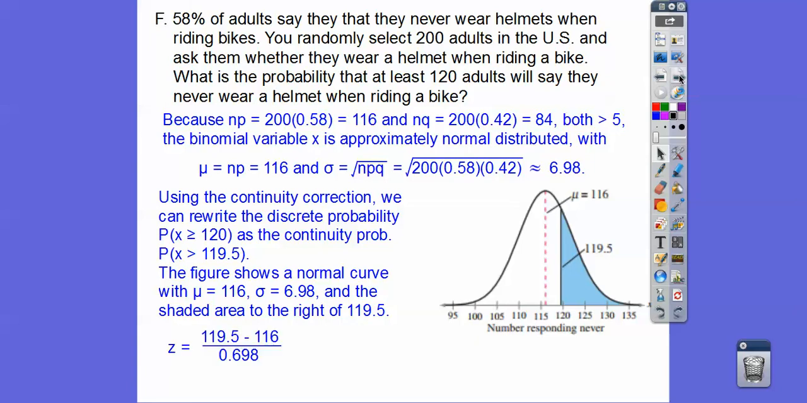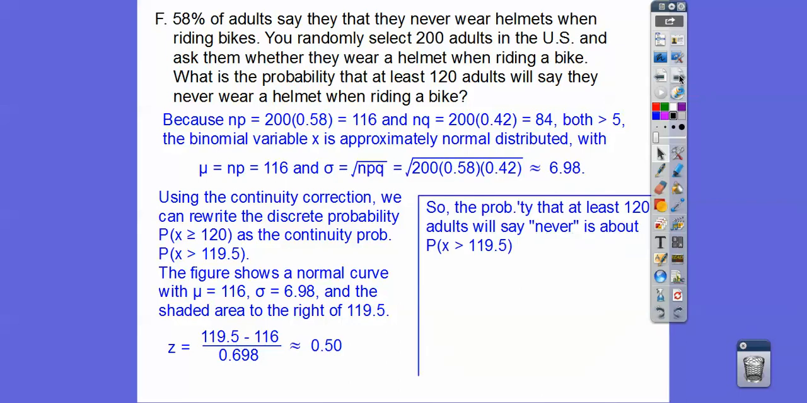Okay, so here's our z-score. We got to calculate that, and we get about 0.5. So the probability that at least 120 adults will say that they never wear a helmet is going to be the probability that z is greater than 0.5, which is 1 minus that, because our table always gives us to the left right there. So we get about 0.3085, okay? And that's what they're asking. What is the probability that at least 120 adults will say they never wear a helmet? About almost 31% of the time, okay?